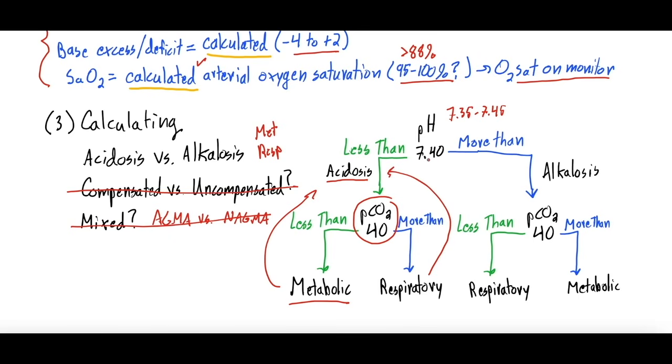Contrarily, if your pH is greater than 7.4, that's an alkalosis. Again, then you look at your PCO2. If your PCO2 is less than 40, that is a respiratory alkalosis. If your PCO2 is more than 40, that's a metabolic alkalosis.